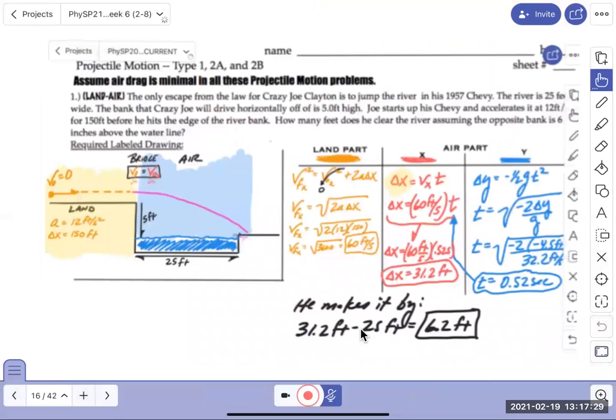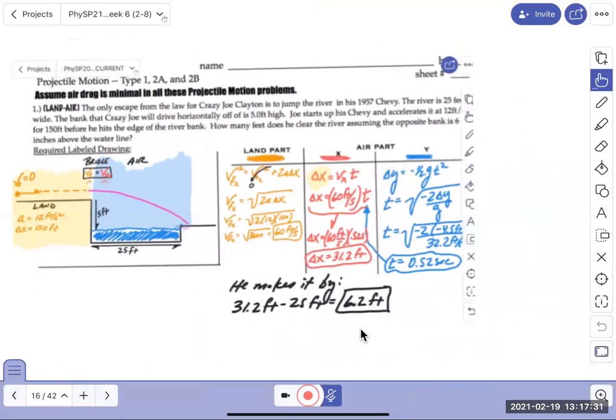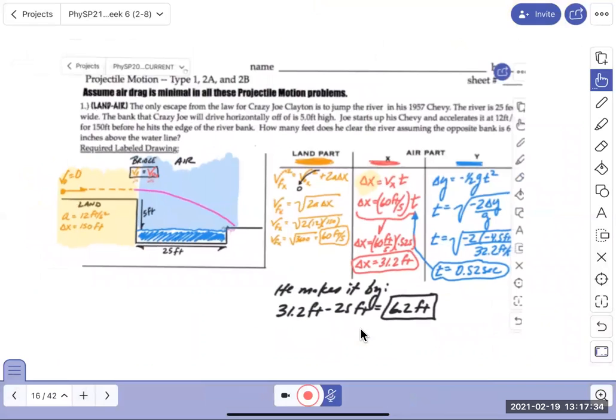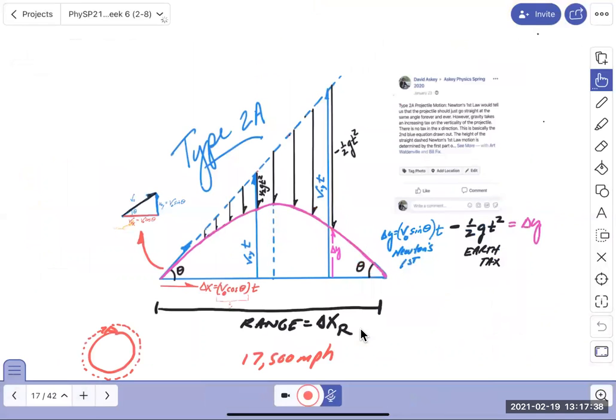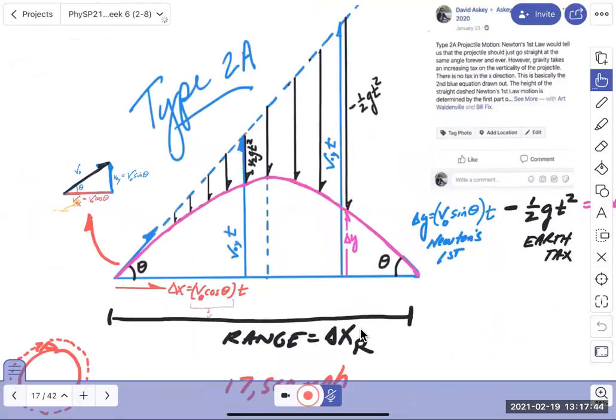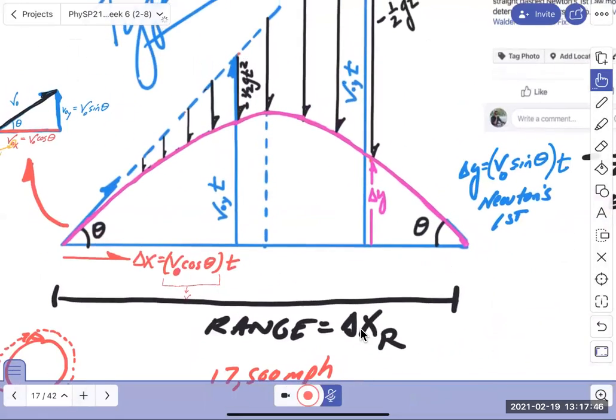Yesterday we did this one in class. This is from a screenshot. The type's land air. We talked about this yesterday, and today we're working on type 2A problems. So we're looking at this range today.